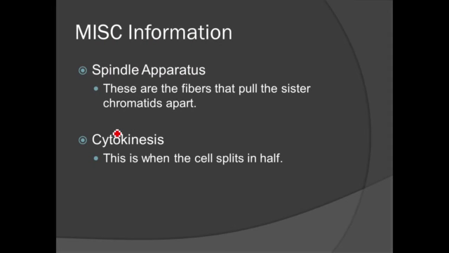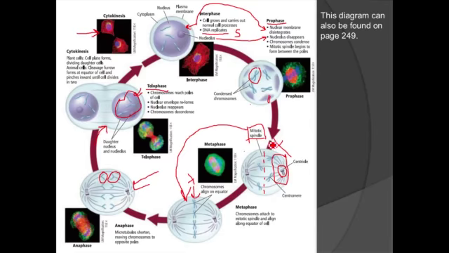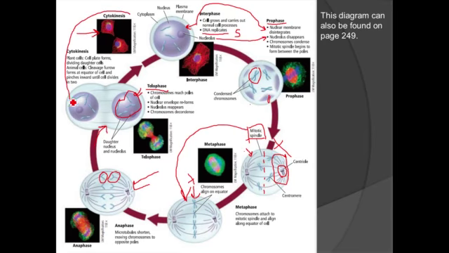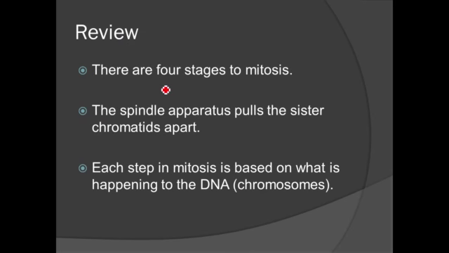Now, a couple other miscellaneous things. I've already talked about them, but this PowerPoint will give you a way to see it. The spindle apparatus, I talked about beforehand, is going to be this weird little purple stuff you see right here. Its basic job is just to pull the fibers and pull the sister chromatids apart. Rather than having one chromatid that looks kind of like this, the spindle apparatus is going to make it two separate chromatids like this. Now, cytokinesis is just a fancy way of saying when the cell splits in half, and that is this part right here.